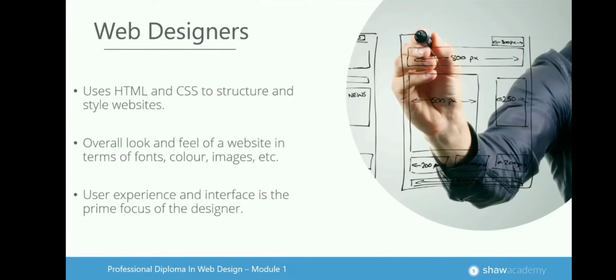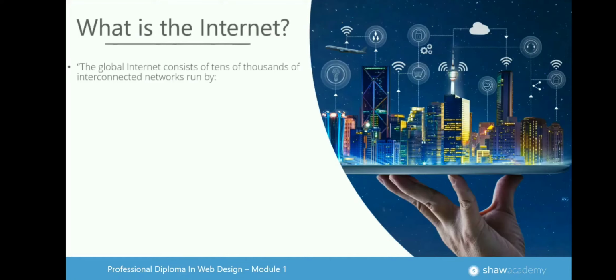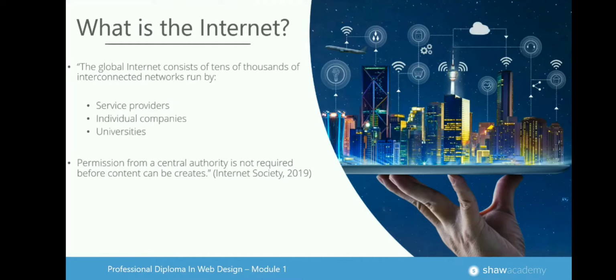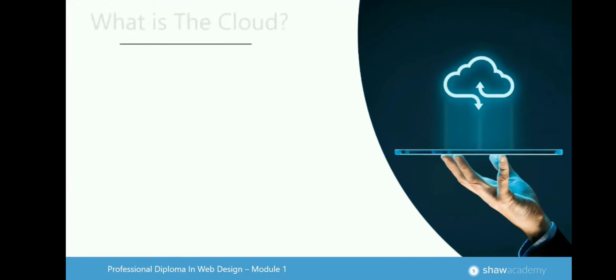So where does all of this happen? Well, it happens on the internet. So what is the internet? So the global internet consists of tens of thousands of interconnected networks, and these networks are run by service providers, individual companies, universities, and governments. And permission from a general authority is not required before content can be created. So today you could go and create a site for your own little business, and you're not going to struggle too much to get it online in terms of having to ask for permission.